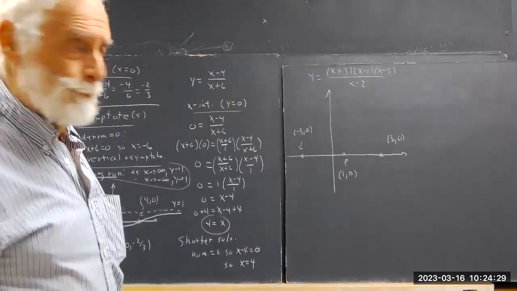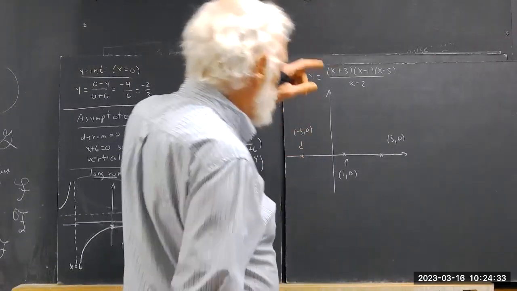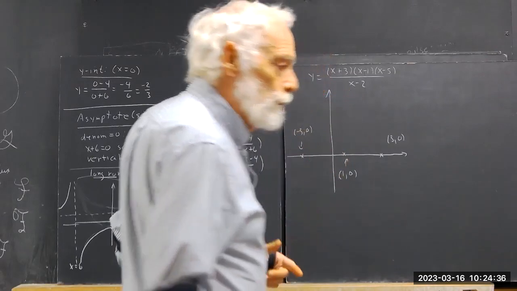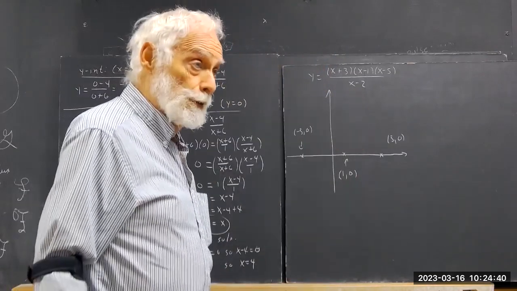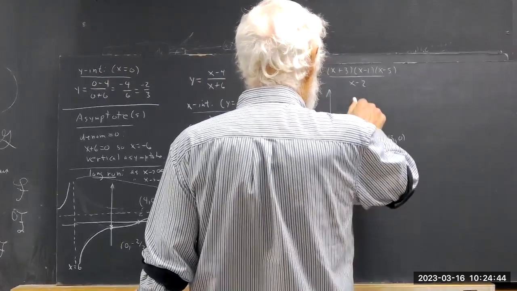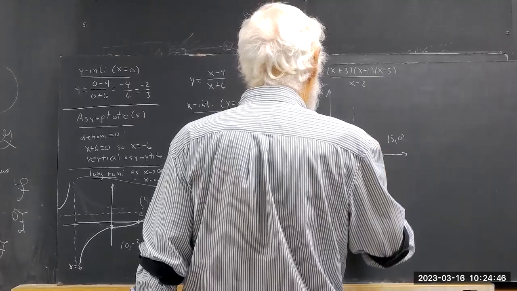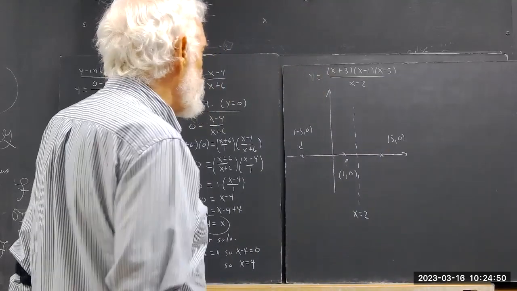There it is. Okay. Now your asymptote happens when the denominator is 0. Denominator is 0 when x equals 2. So you have a vertical asymptote at x equals 2. Long run.